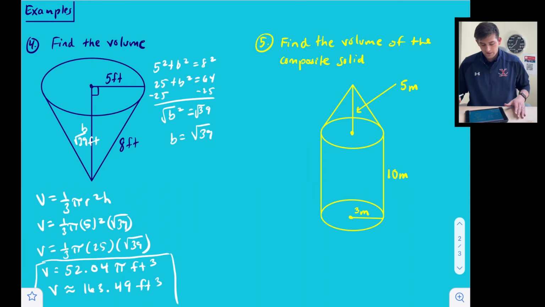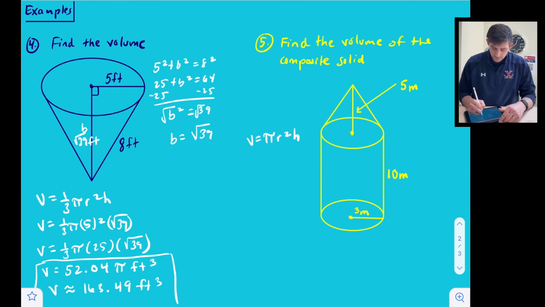And lastly, for number 5, we have a composite solid. If you notice, we have a cylinder at the bottom and we have a cone on top of the cylinder. So to find the volume of the composite solid, we're going to find the volume of each shape and we're going to add them together. So in this case, we have our cylinder, which would be pi r squared times height. So we'll call this the cylinder over here.